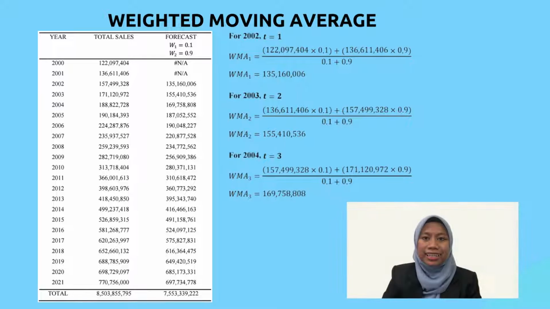The forecast data can be obtained using the WMA formula for a 2-year WMA with the weights 0.1 and 0.9. This is shown in the table from 2001 until 2021. These are examples of forecasting the data for 2002 until 2004.